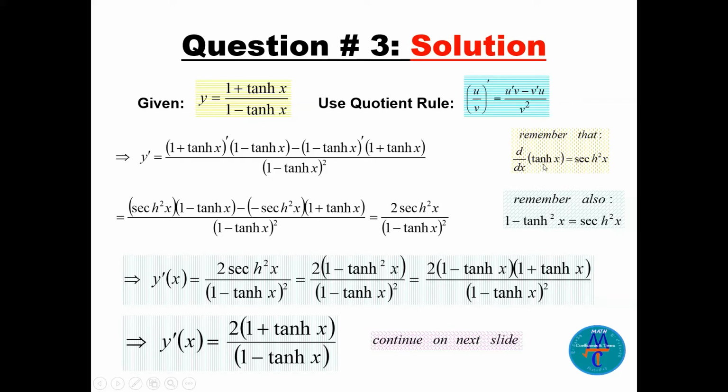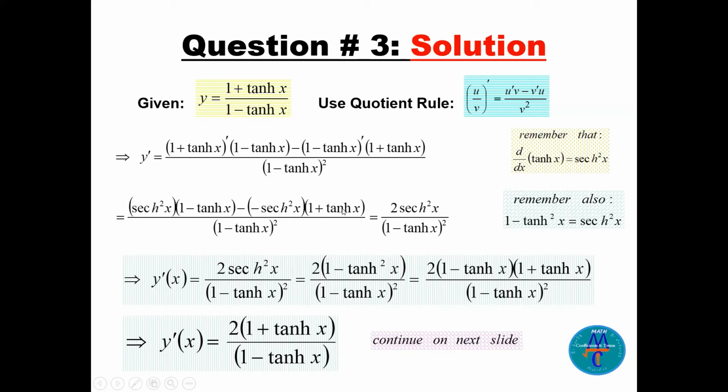Now we know the derivative of hyperbolic tan of x will be hyperbolic secant squared of x. And the derivative of 1 is 0. So we have here hyperbolic secant squared of x times this bracket minus, we have a minus here inside the bracket from the derivative, minus hyperbolic secant squared of x times the last one, divided by 1 minus hyperbolic tan of x all squared.